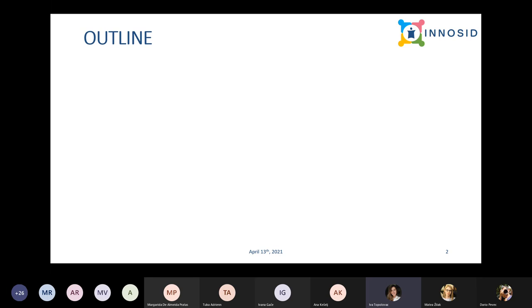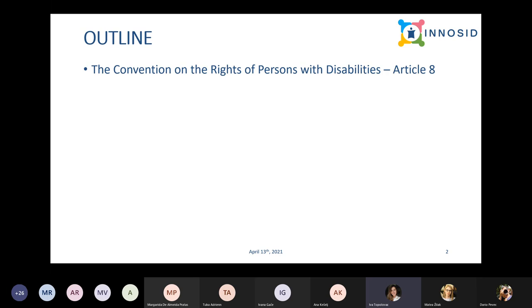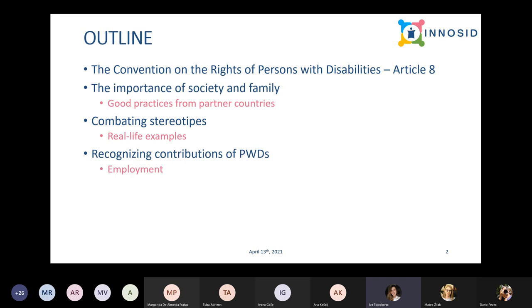Thank you. Okay, so for the outline. The focus of this part of the presentation will be on the Convention on the Rights of Persons with Disabilities that Matea has already mentioned, more specifically on Article 8 that is related to raising awareness about people with disabilities. There are 3 points to this article. Each of those points will be more thoroughly explained, followed by good practices from partner countries, as well as real-life examples and examples related to emerging technology and the parts of the presentation that Matea has also mentioned, such as employment and independent living. And finally, you will see the key takeaways of this presentation.